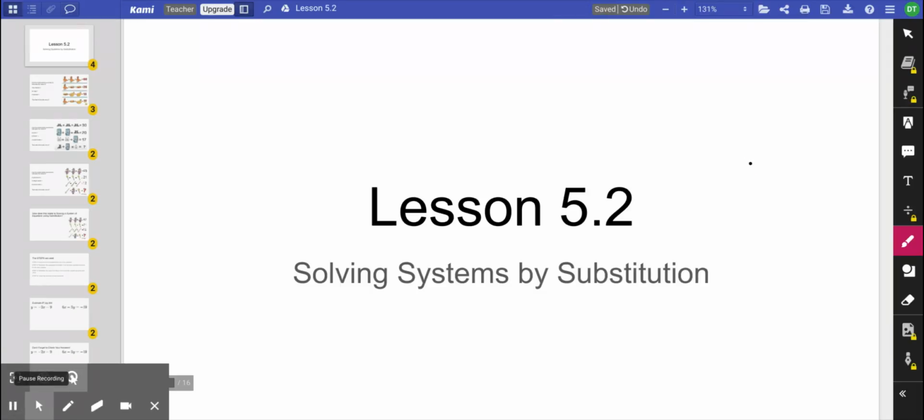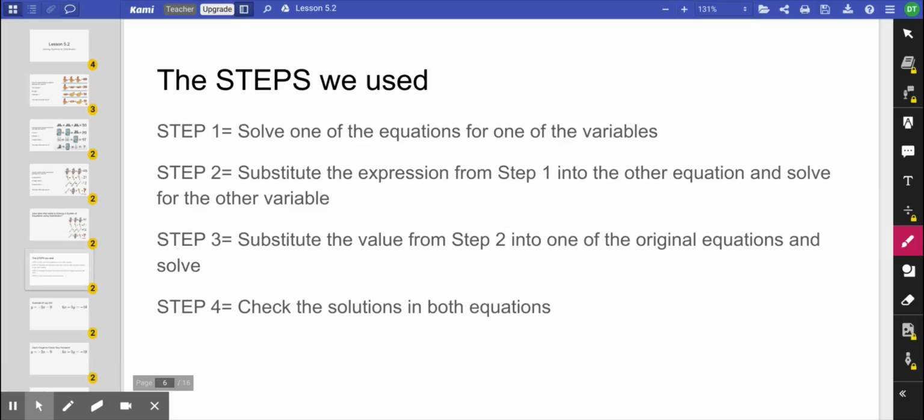All right, welcome back to lesson 5.2, solving systems by substitution. So in the previous video, we did a little introduction of substitution using some Facebook puzzles. And now we're going to jump into what does this look like mathematically. So the steps we used in the puzzles pretty much match the steps that are used in substitution.